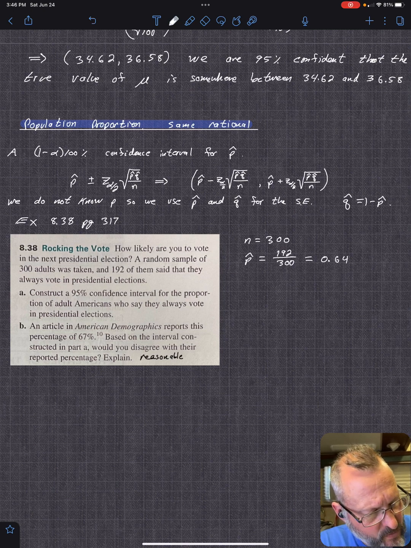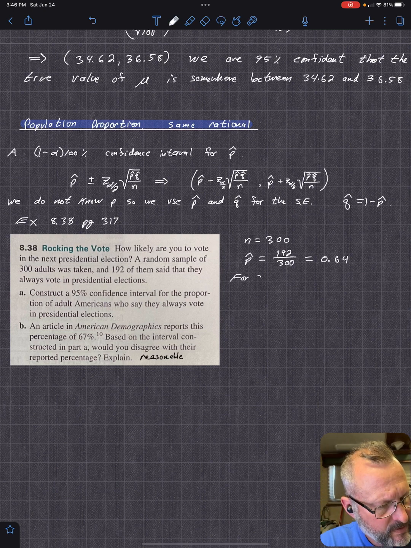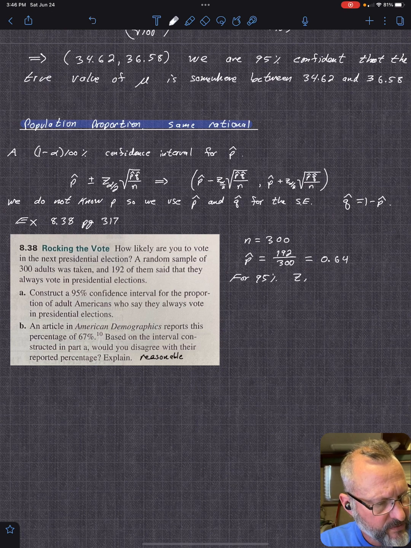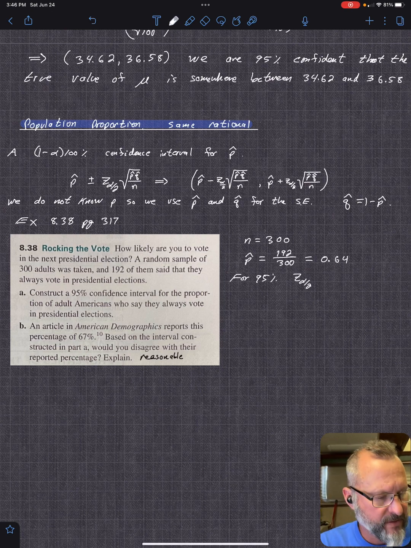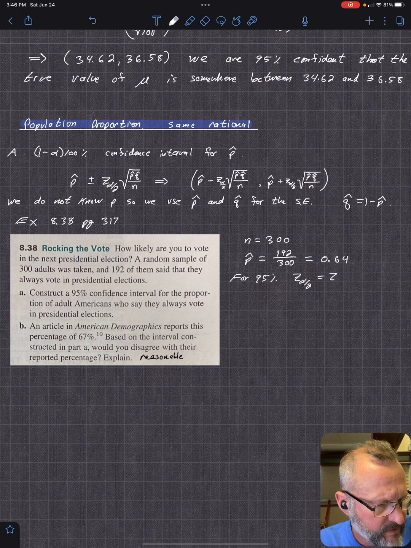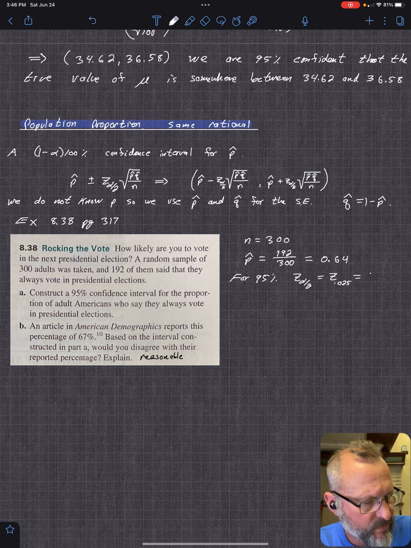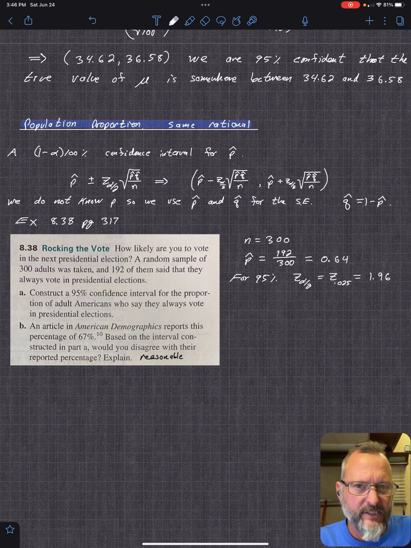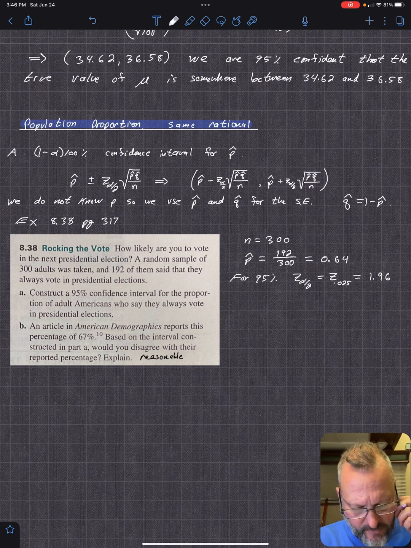Okay, so for 95% confidence, your z-score, alpha over 2, and actually let me write it this time, this is z sub 0.025, which is 1.96. So when that changes, you use a different value and you just do the calculation.